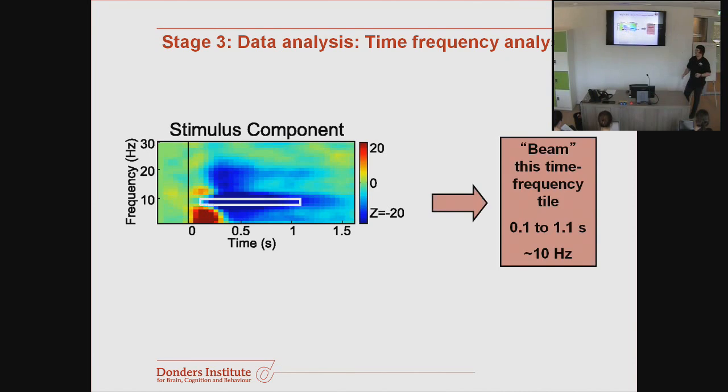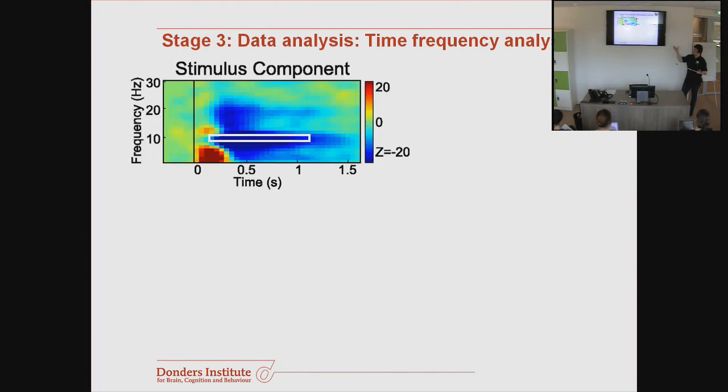So you might ask, okay, I want to know where that activity is represented in the brain. In other words, beam this time frequency tile, say from 0.1 to 1.1 seconds. So it's 1 second, and I want to know the 10 Hertz activity. We are taking the temporal and spectral aspects of the data, reducing them, and asking where that is in the brain.